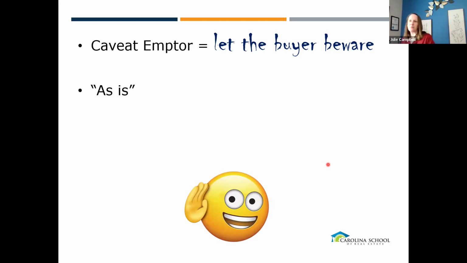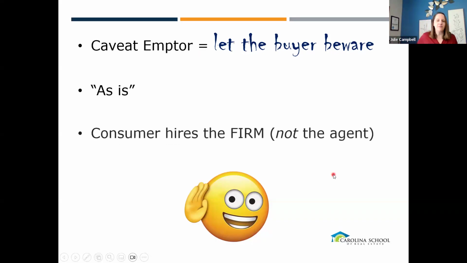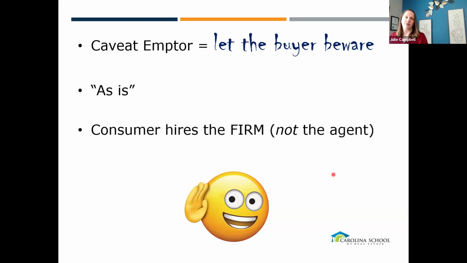We do have some protections for the buyer, some things for the buyer to be aware of. We're building it, we're working on it. When the consumer hires us, they don't hire us, the individual. The consumer hires the firm. My sales firm allows me to work with their buyers. My sales firm allows me to work with their sellers. The agency relationship is not with the individual broker. It is with the consumer and the firm. The consumer hires the firm through the use of an agency agreement.